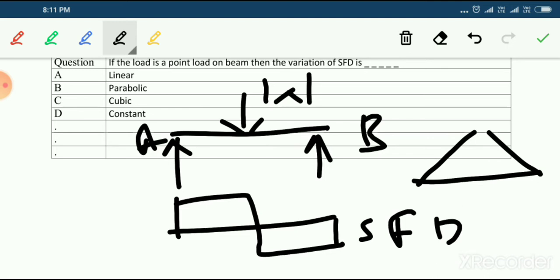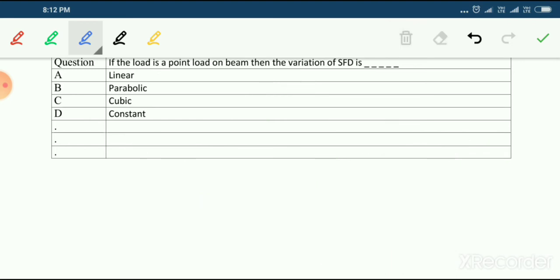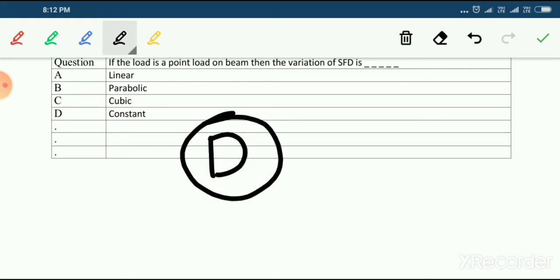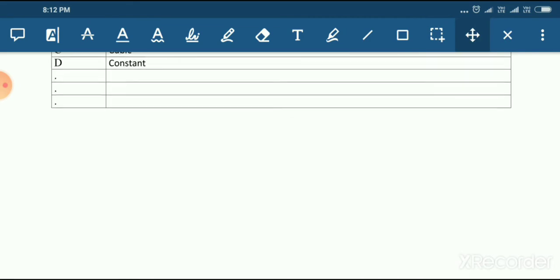In this question, what is it telling? If the load is a point load on the beam, then what is the variation of SFD? In this SFD, how is the variation? You tell me. It is constant. It is not varying. So for this question, the correct answer is D. Okay, we'll move to the next one.